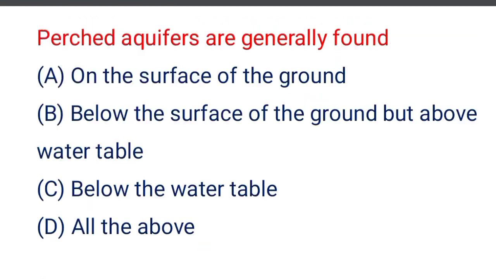Next question, perched aquifers are generally found option A on the surface of the ground, option B below the surface of the ground but above the water table, option C below the water table, option D all the above. The correct answer is option B below the surface of the ground but above the water table.